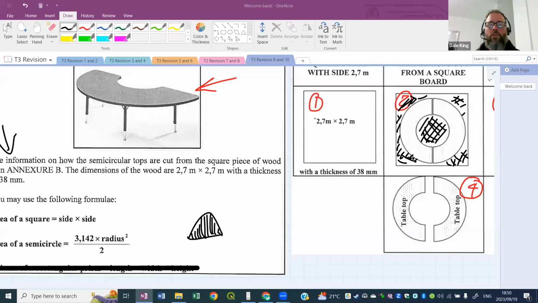Yeah, pi r squared for a circle, and then you cut it in half. You're right, Tana. So this top part here is for a circle, pi times r squared, and then you divide it by 2 and cut it in half for a semicircle. Okay. Now, who would like to try this one?